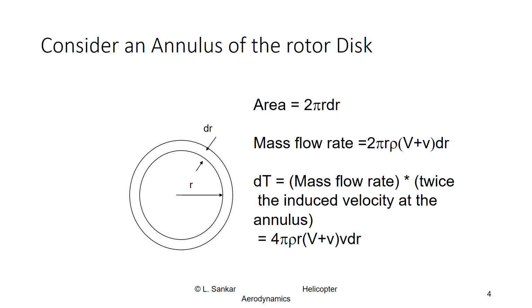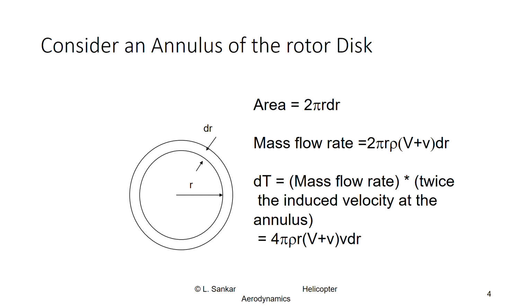So first thing we do is we start with the actuator disk model, like we did in the actuator disk theory, but rather than dealing with the entire rotor disk of area A, which is pi r squared, we assume that this rotor disk to be made of a series of circular rings, concentric circular rings.